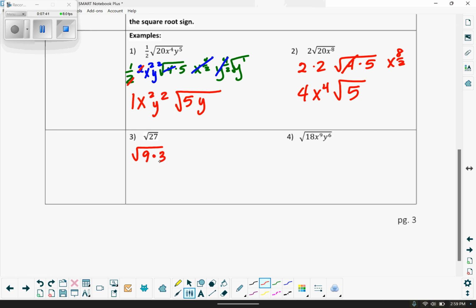I could write this as the square root of 9 times the square root of 3, if that helps you, please do so. And then we're going to take the square root of 9, which is 3, radical 3, because that radical 3 stays on the inside.